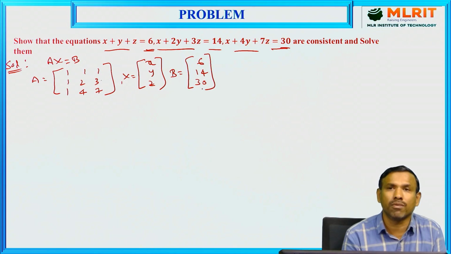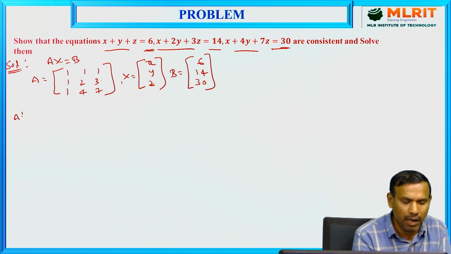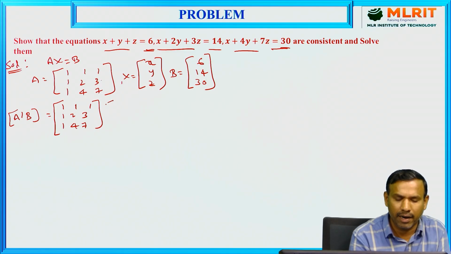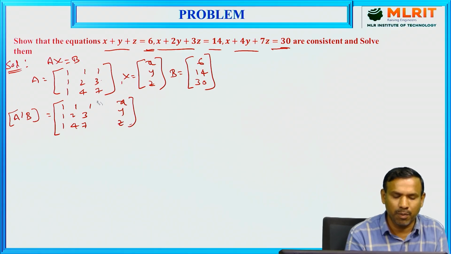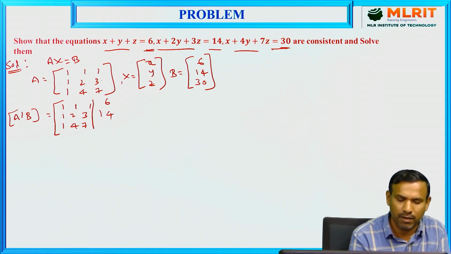To find consistency, in all cases we use the rank of A and the rank of the augmented matrix A by B. So that's why here I am taking the augmented matrix, which is equal to A and B together: 1, 1, 1; 1, 2, 3; 1, 4, 7; and x, y, z. We want A and B, so we attach column B. Column B means 6, 14, 30. So this is A by B.